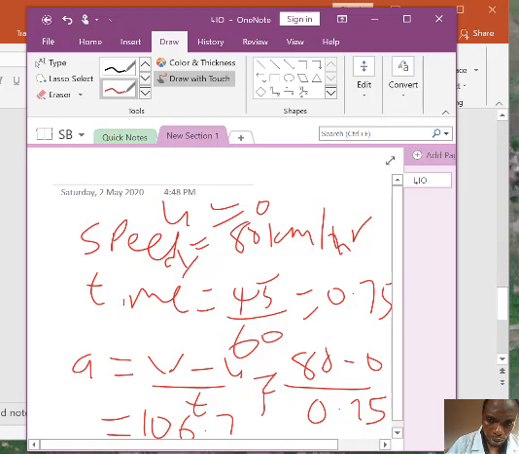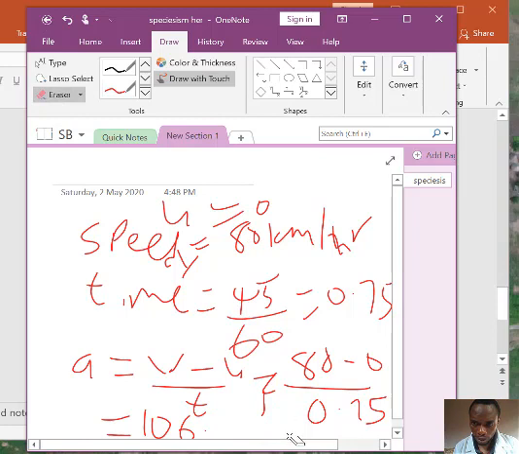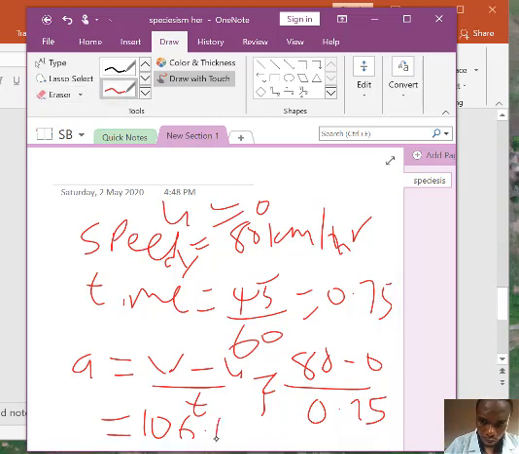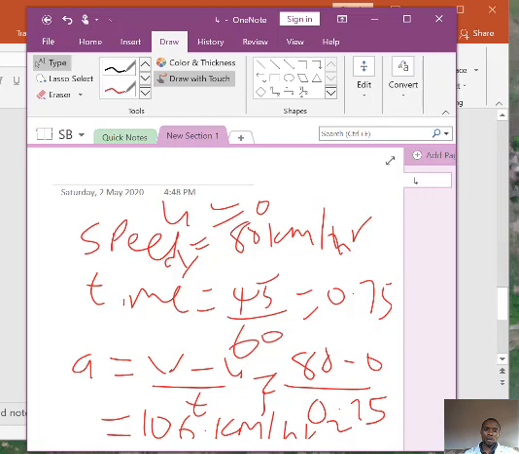If you punch your calculator, we are going to get 106.7 kilometer per hour squared. This one is not meter per second, it's in kilometer per hour. That will be the acceleration in kilometer per hour squared.